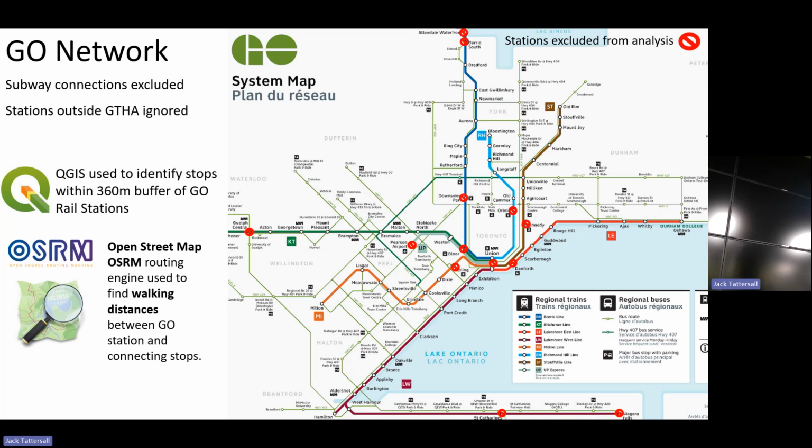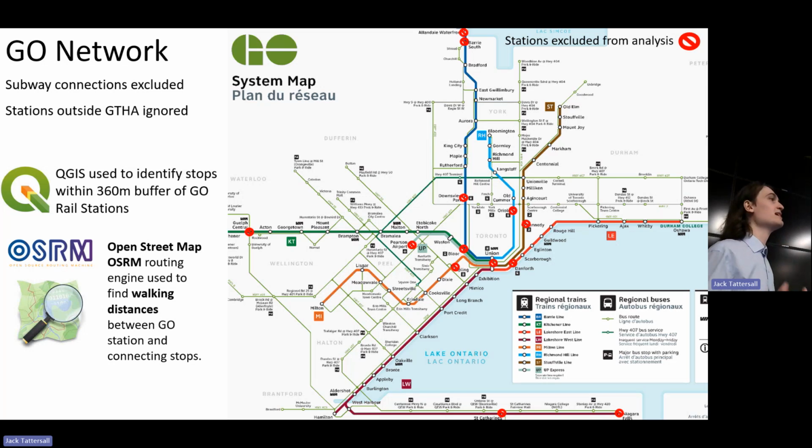That captures all the adjoining bus loops you might have at train stations, such as Exhibition Loop and Exhibition GO Station. And then using the OSRM routing engine, which uses OpenStreetMap, we're able to work out the walking distances between these bus stops and train stations. And we found OpenStreetMap quite closely reflected real life, because it is a user-updated map, sort of like the Wikipedia of mapping. And that means it's kept abreast of all the infrastructure changes we've seen at GO stations lately.